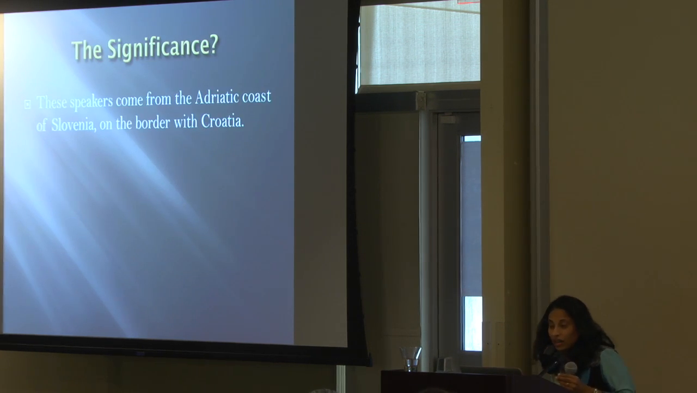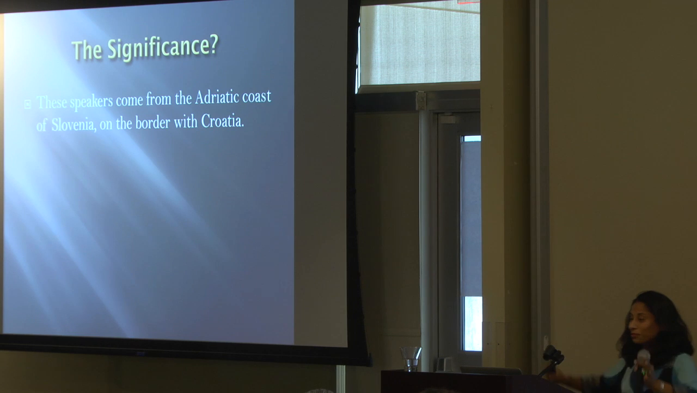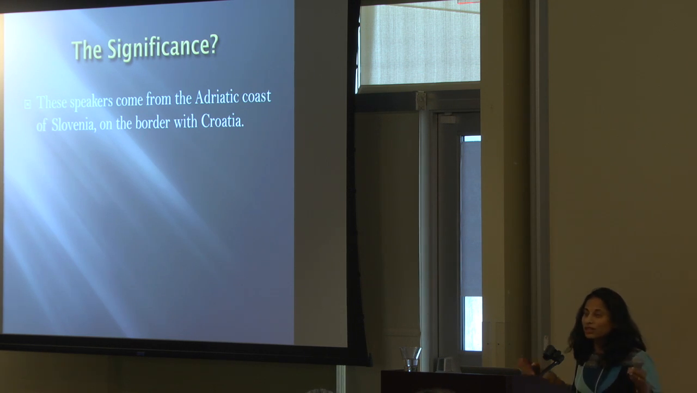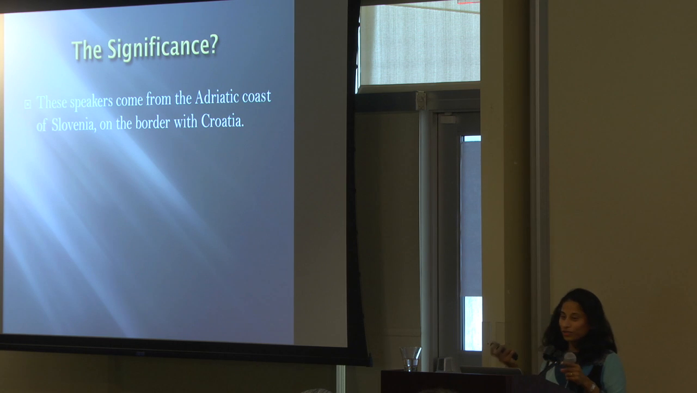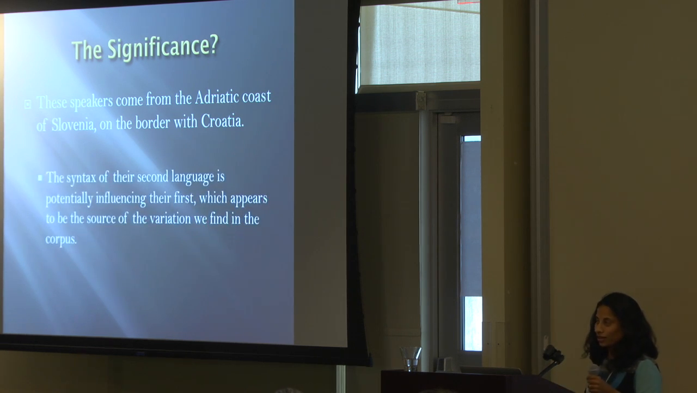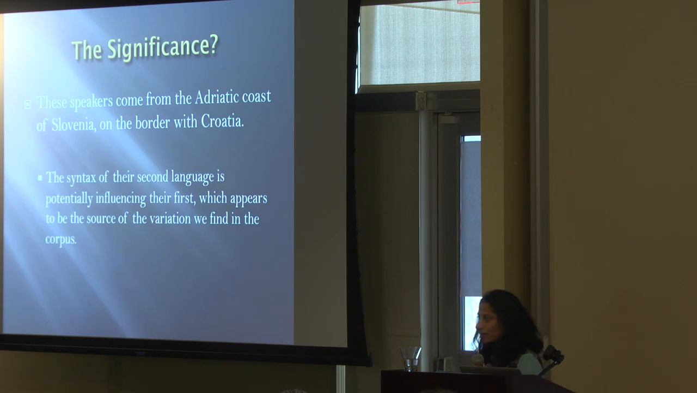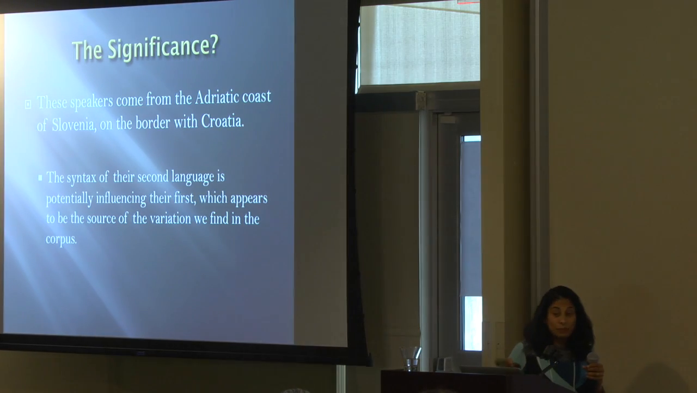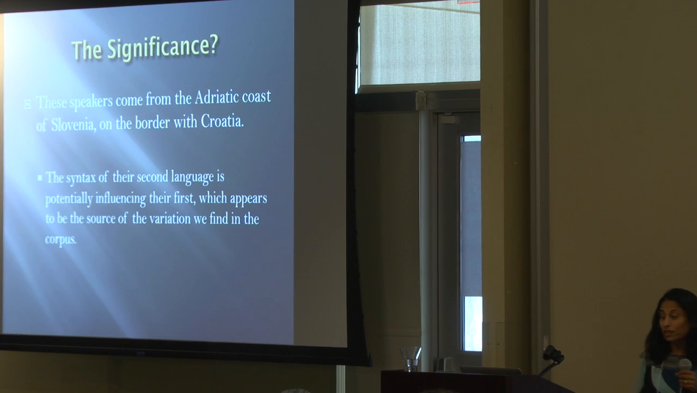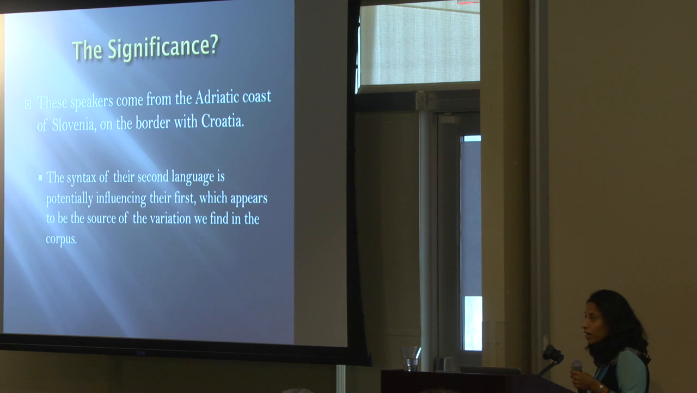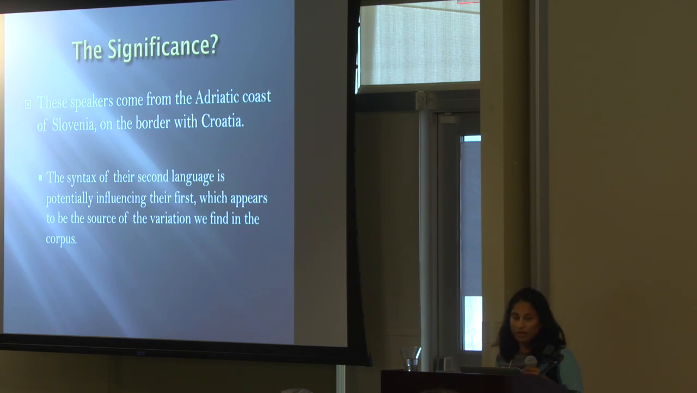Again, singular. The significance, and now I'm done, all of these speakers who produce the kar plus it construction, the singular, come from the Adriatic coast of Slovenia on the border with Croatia. And it looks like the syntax of their second language, Croatian, is potentially influencing the syntax of their first language. And that appears to be the source of the variation that we find in the corpus, as far as I can see.